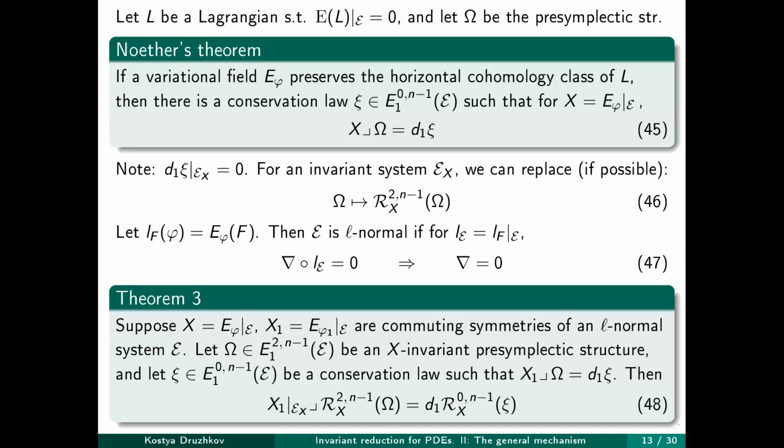Let me formulate some relation between the original Noether theorem and the Noether theorem for invariant solutions for L-normal systems. Let me introduce the linearization operator. We define l_F as an operator such that l_F of phi equals E_phi of F. So phi are symmetries, roughly speaking. So this is like a differential of our section F, or of our equation F equals 0, the original equation, because phi can be interpreted as symmetries of jets.